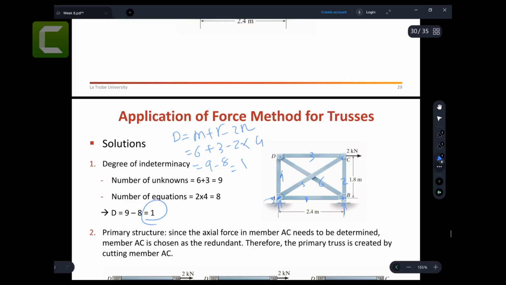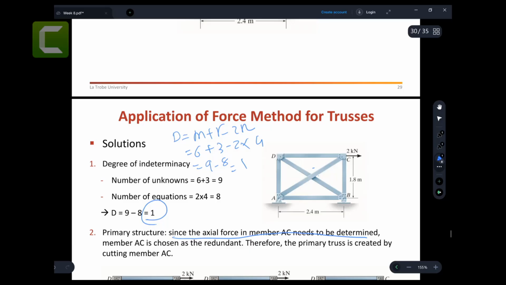So first step, always find the degree of indeterminacy for the beam and for the truss. Now, for the primary structure, since the axial force in the member AC needs to be determined, we need to find the force in the member AC. So there is one unknown force that would not be a reaction force, but this axial force is chosen to be redundant. We're going to remove that force, assume it is not there, and then put it back. Therefore, the primary truss is created by cutting the member AC.